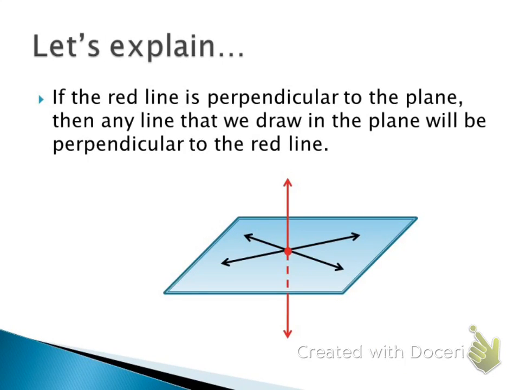This is what a line that's perpendicular to a plane will look like. So the red line is the line that's perpendicular to the blue plane, and the reason it's perpendicular to the plane is because it's perpendicular to all the lines on the plane that would intersect it. So you can see all of those are right angles. So this line is perpendicular to that entire plane.